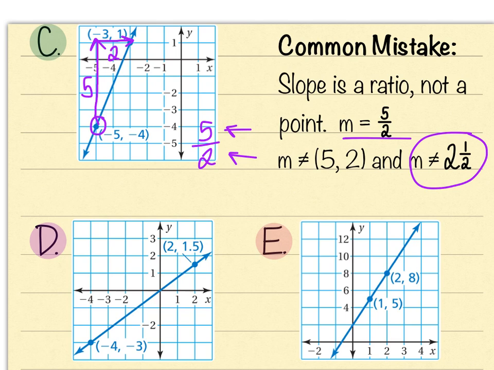Also, another common mistake that I see is writing it as a coordinate point. Slope is not a location. Slope is actually the directions to the next point. It's not your location. In fact, the point (5, 2) would be somewhere off up here, right? And that's not even close to our line. So it's not a point, it's a fraction, it's a ratio that tells us where the other points on our line are going to be.